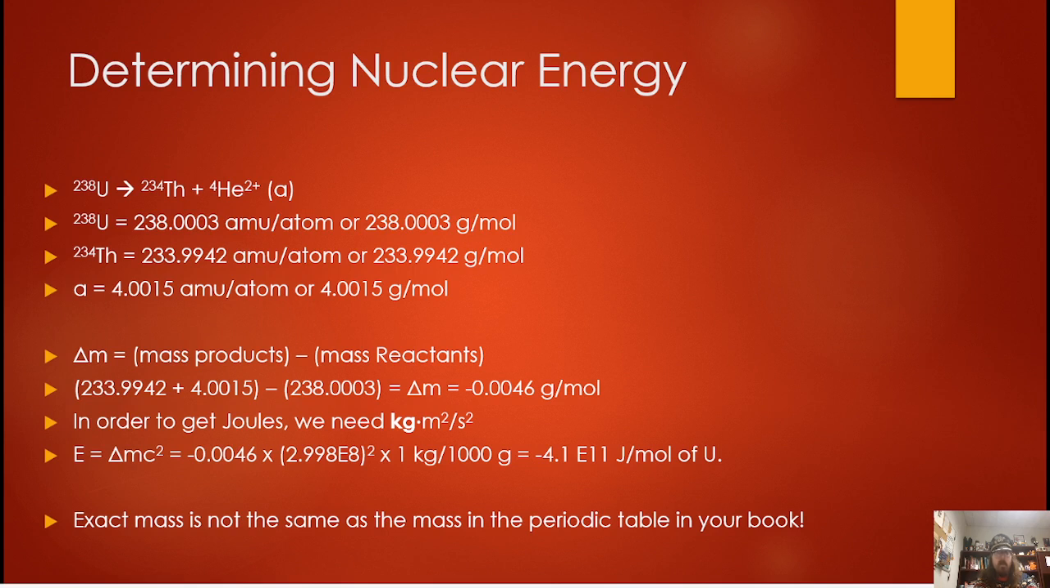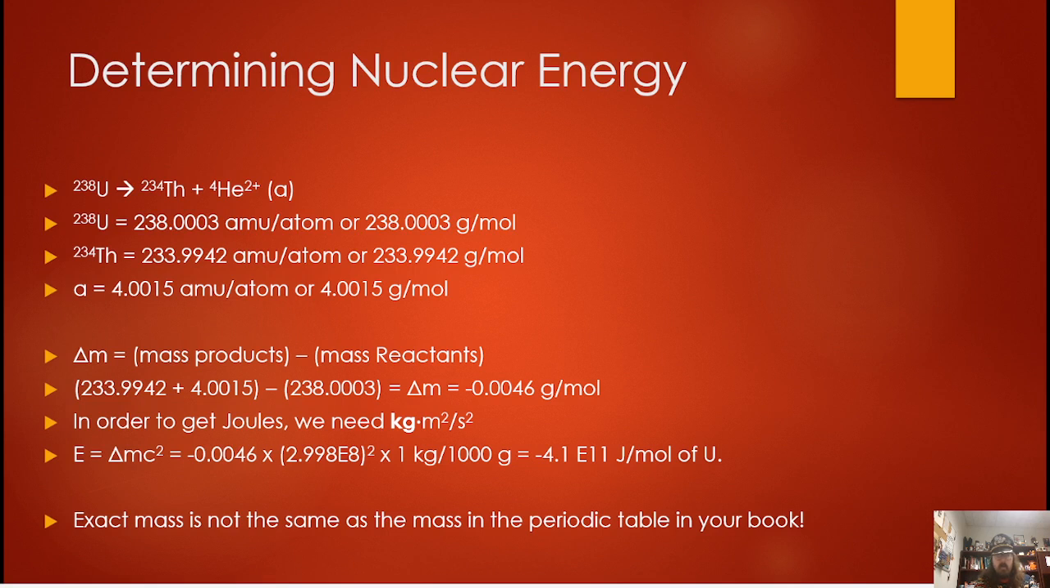That is still a working thing. Now, in order to get joules, a quick math thing says a joule is equal to a kilogram meters squared per second squared. The meters squared per second squared comes from the speed of light squared. So if I convert the 0.0046 grams to kilograms, I get that this reaction produces 4.1 times 10 to the 11th joules per mole of uranium decaying. This decay process still produces this much energy.